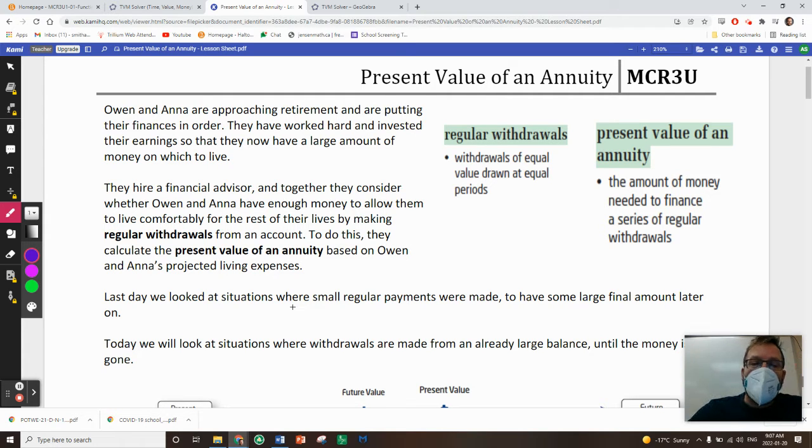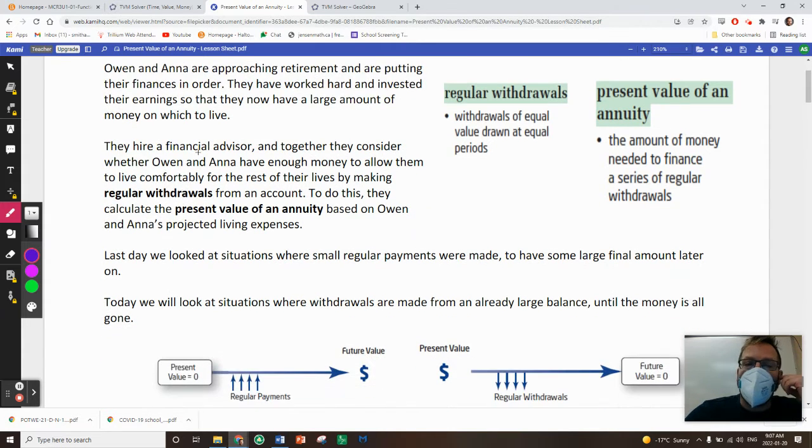So the motivating problem here: Owen and Anna are approaching retirement, putting their finances in order. They've worked hard, invested their earnings, and now they have a large amount of money on which to live. Hopefully, we're all at this point someday. They hire an advisor, and you guys won't need advisors because you'll know how to use a TVM solver and can plan this stuff by yourself.